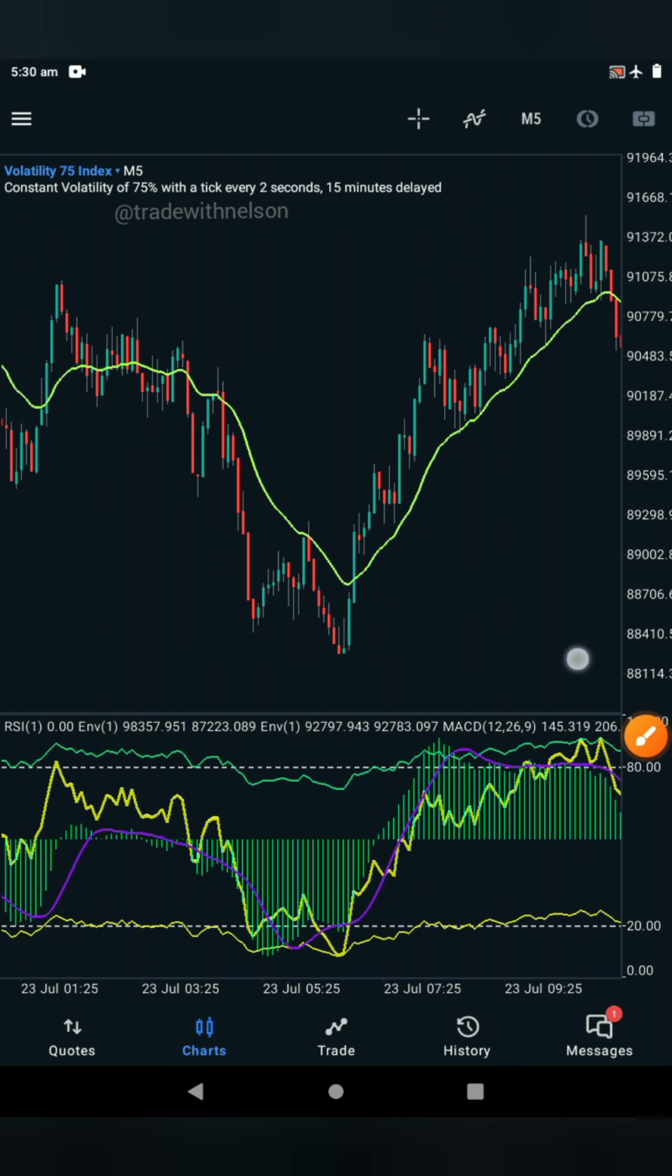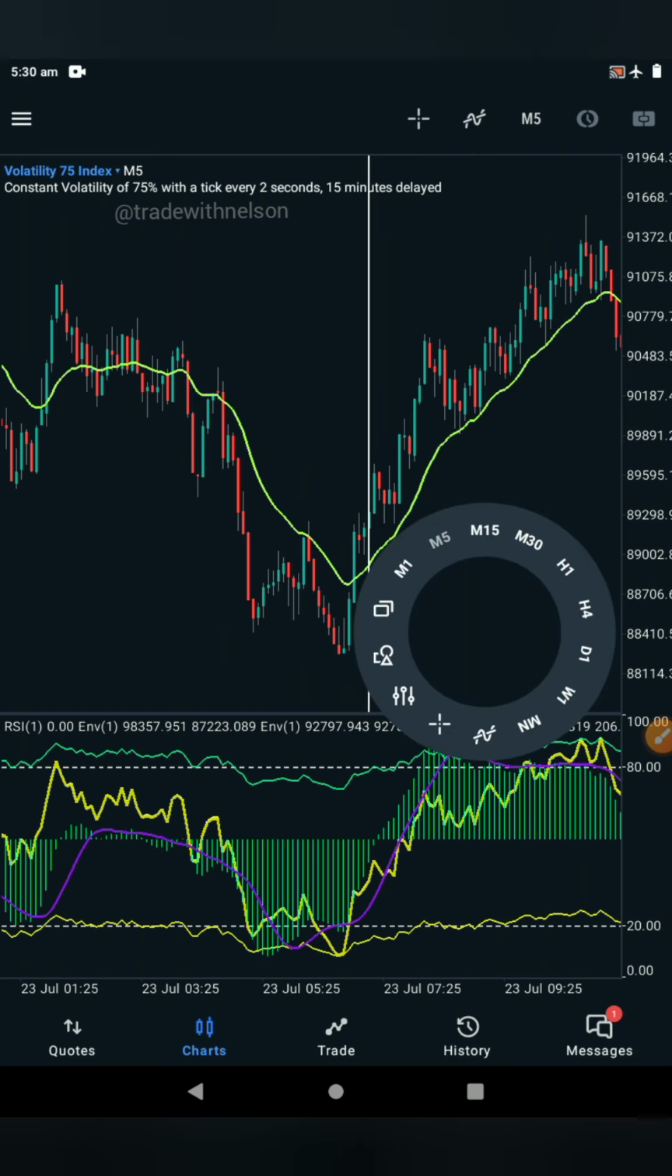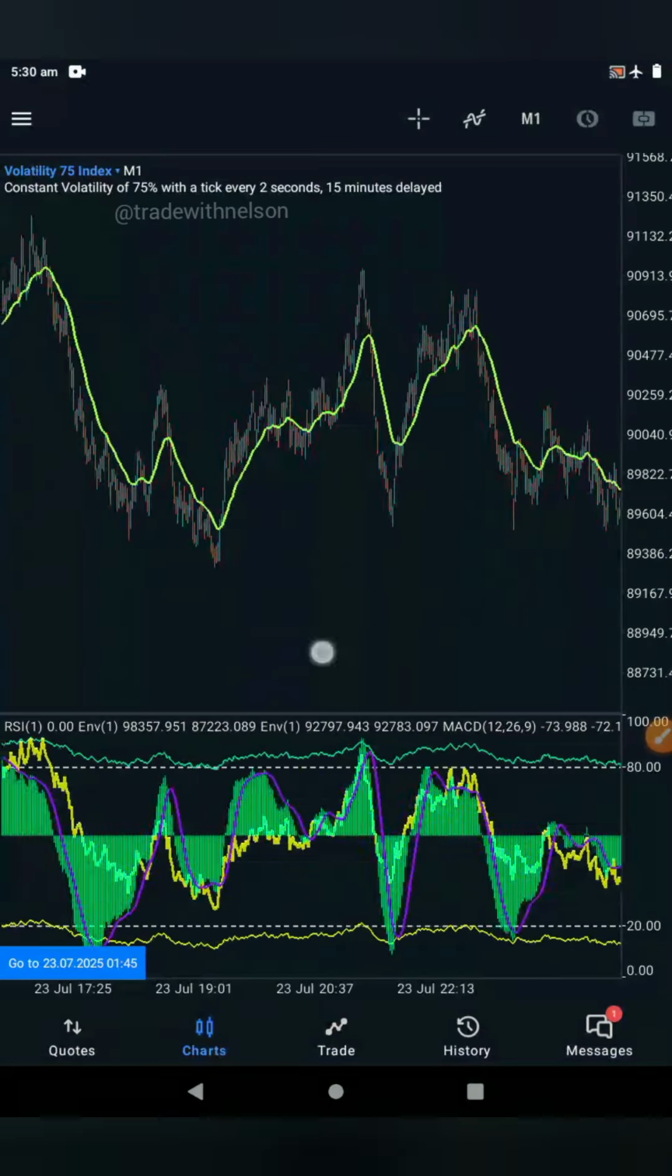So once you have that, you want to take your tool, mark out that level. This is where you have the break. Then you go to your 1 minute time frame and look for entries.